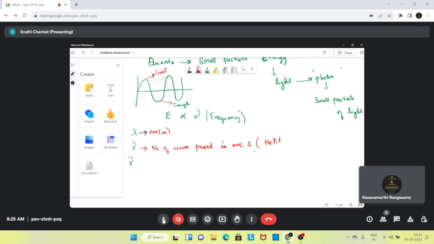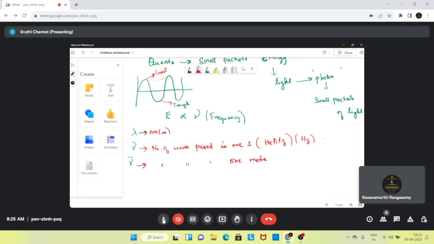Hertz is the unit, mostly represented as Hz. Then what is the wave number? It is very similar to the wave frequency: the number of waves passed in one length, like 1 meter. In one length means we can say as nu bar.